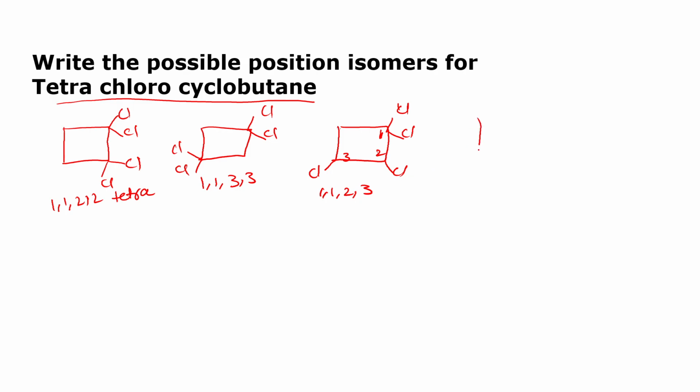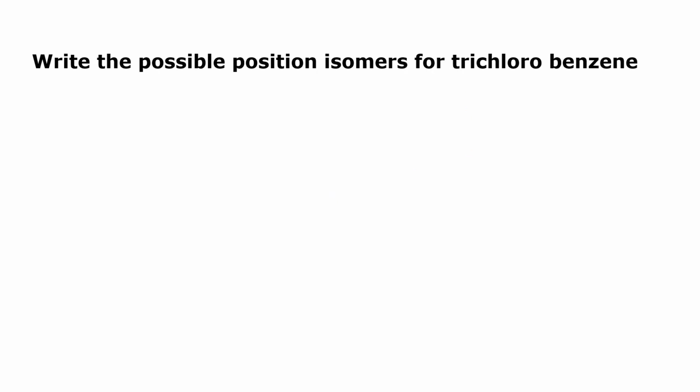Next one more I would like to mention, 1,2,3,4 tetrachlorocyclobutane. So all these are position isomers of tetrachlorocyclobutane. Hope you understand. Coming to the next one, I would like to mention one more example, trichlorobenzene.